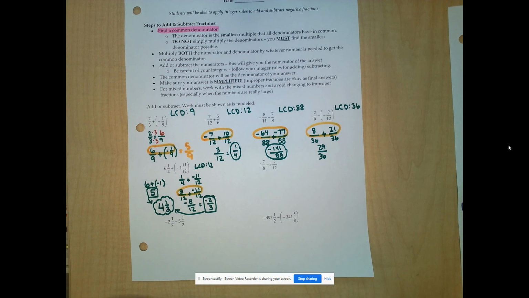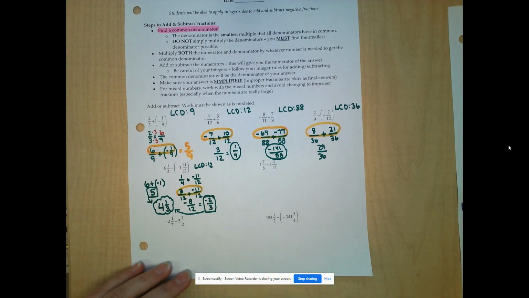If your parents are trying to help you and they're using improper fractions, it does work, but you end up having to use larger numbers, and you usually end up having to rely on a calculator to help you with some of the computations. You'll notice I didn't need a calculator because I had small numbers to work with.